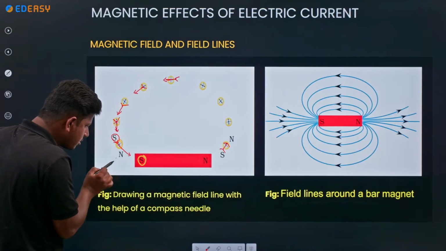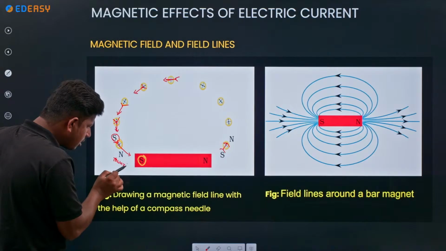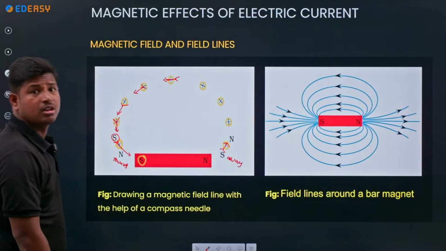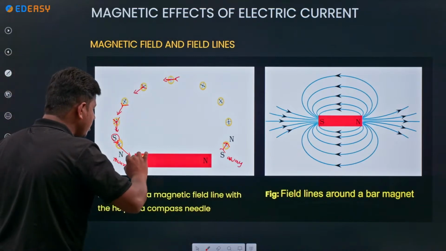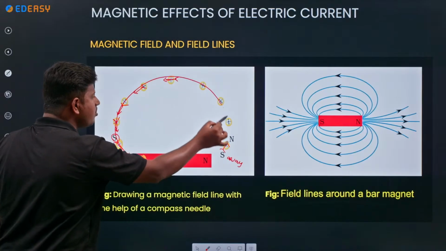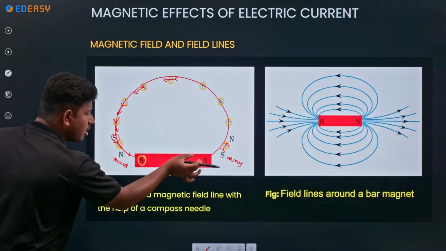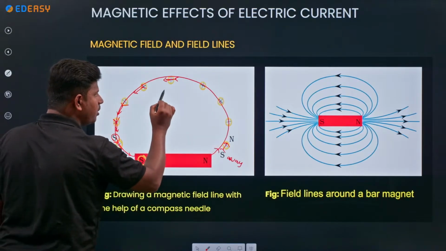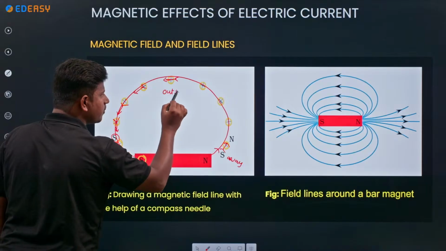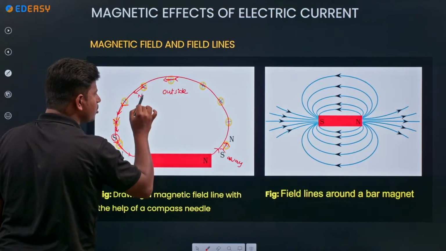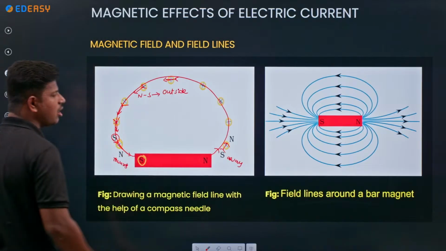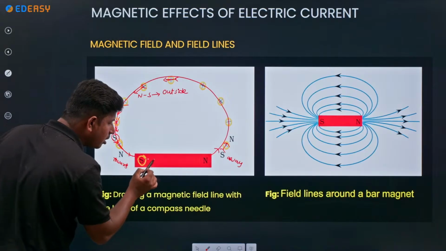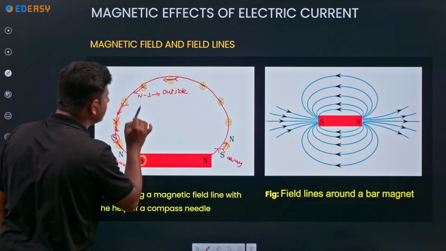North pole towards, south pole away. North pole towards, south pole away. Look at that. It forms, from north to south. How will the field be from north pole to south pole? Outside. And from south pole to north pole, that will be inside.